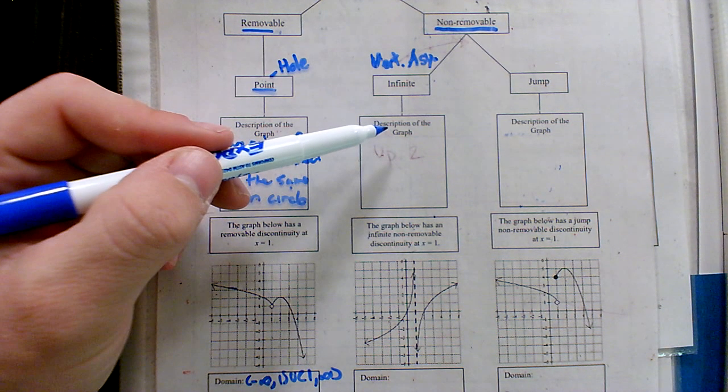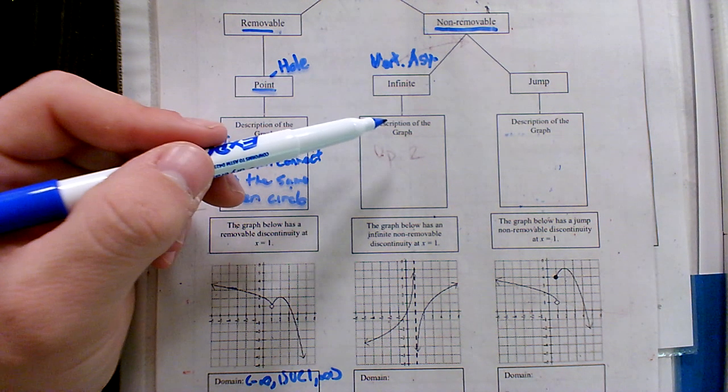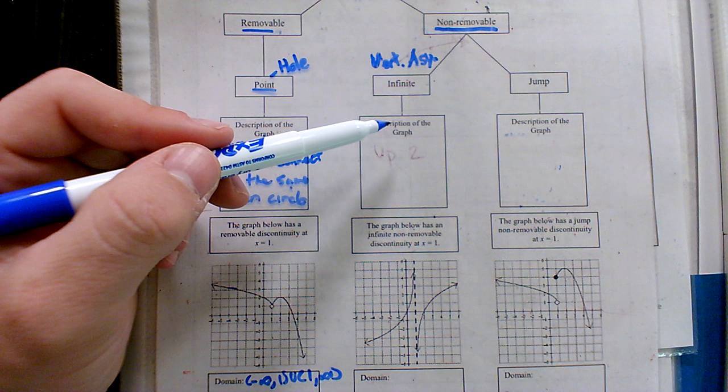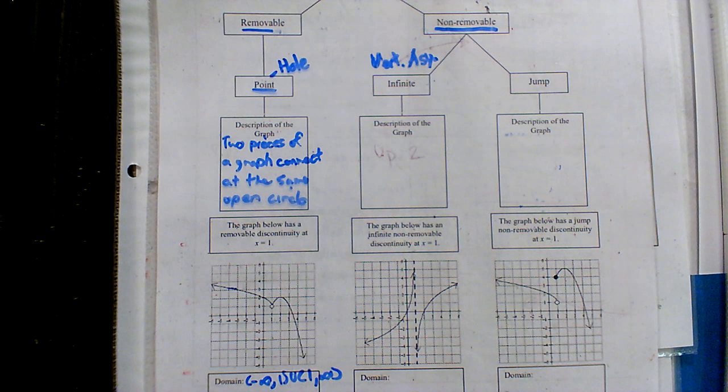So a description of the graph. If you have a vertical asymptote, what is your graph actually doing? What can you physically tell your graph is doing? Coming close to that vertical asymptote, but not actually touching it. Okay, that's true. It's getting really close without touching it, but where is it headed? If you think about a vertical asymptote, it's either going this way towards where, or it's going this way towards where?